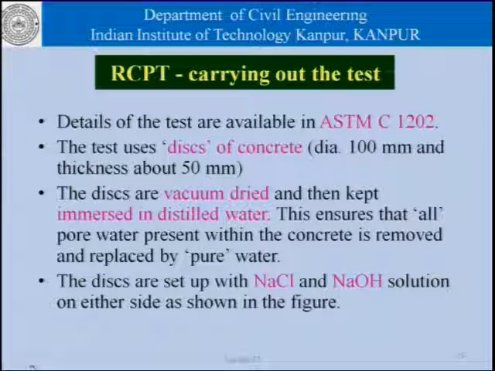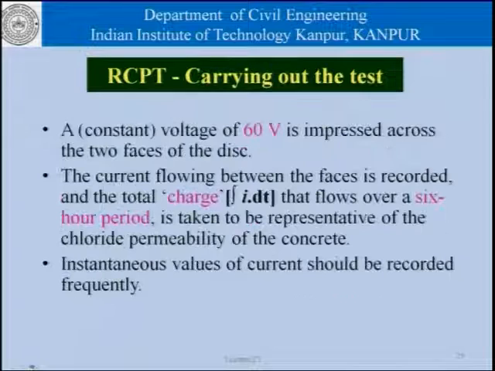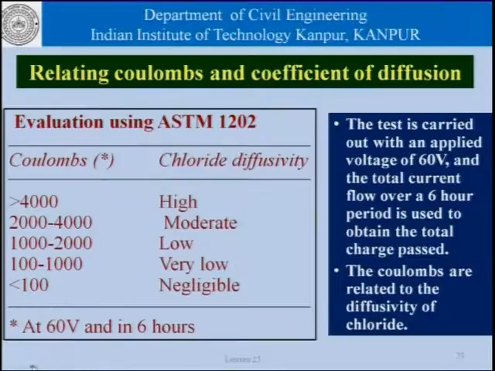The discs are set up with NaCl and NaOH on either side as shown, and 60 volts are applied across the two faces of the discs, and the current flowing between the faces is recorded, and the total charge, that is I and T, that flows over a 6 hour period is taken to be representative of the chloride permeability of the concrete. Instantaneous values of current need to be recorded frequently, and what we get at the end is something like this, that we have with us a certain amount of charge that has passed for a particular disc.